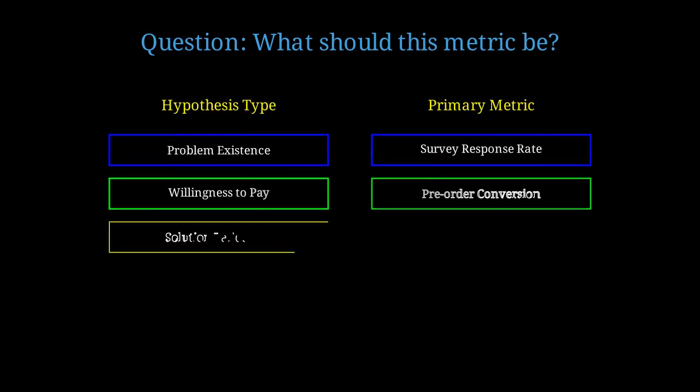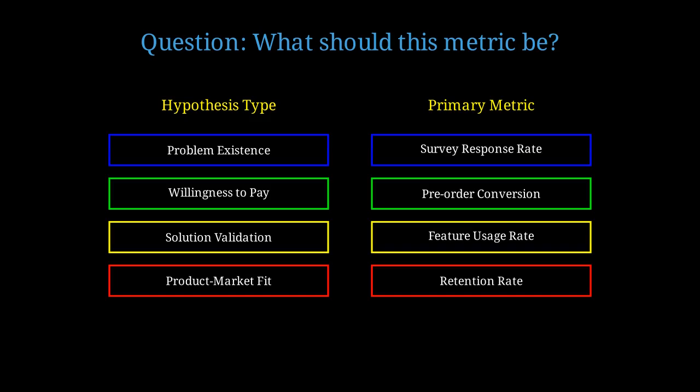So what should this metric be? The answer depends on your hypothesis and your stage. Let me give you a framework. Match your metric to your hypothesis type. Testing problem existence. Measure survey response rate or engagement with problem description. Testing willingness to pay. Measure pre-order conversion rate. Testing solution fit. Measure feature usage. Testing product market fit. Measure retention rate.